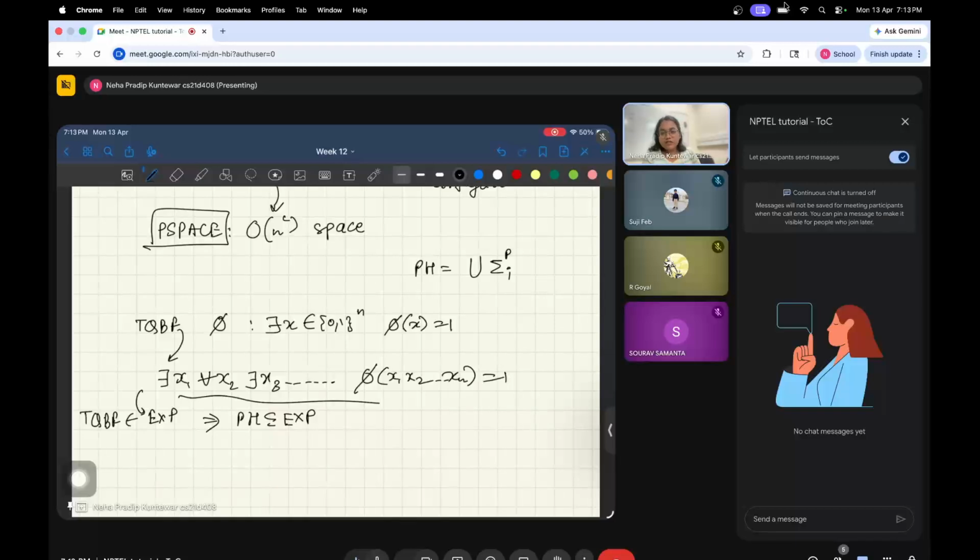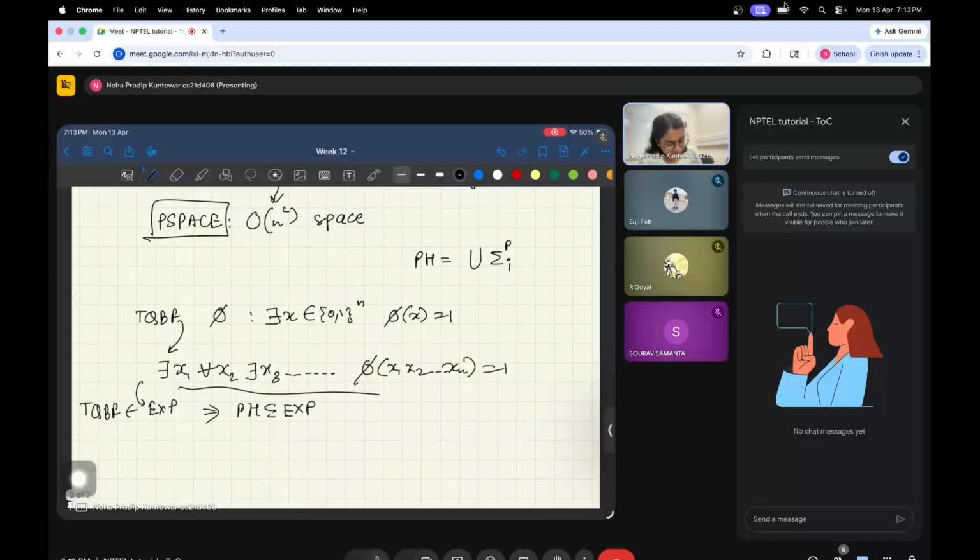That TQBF is in EXP. And why is that? Because what is the brute force for doing this? You go through all 2 to the n assignments of x1 to xn. For each of them, check whether these conditions hold. Or just go through all the quantifiers. But in the worst case, all you're doing is going through all 2 to the n assignments. That's all. So, which is still just exponential.